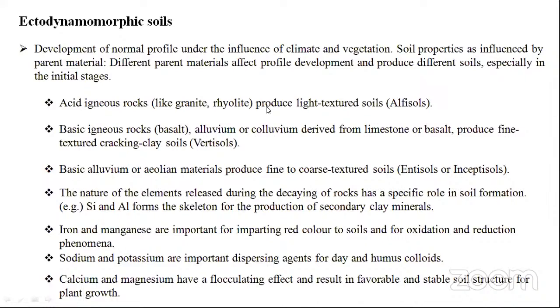I will explain that later. Acid igneous rocks like granite and rhyolite produce very light textured soils, which are called alpine soils. We will read all these things in alpine soils, etc. Whereas coming to basic rocks, alluvium and colluvium derived from limestone produce coarse textured soils, and like that.